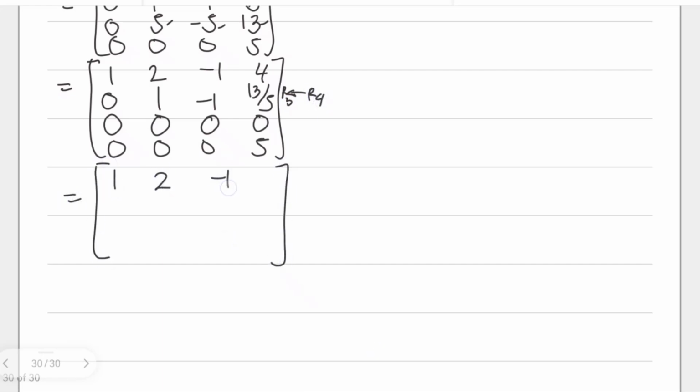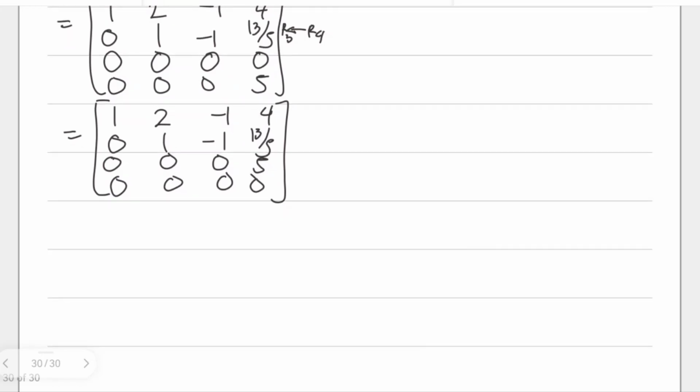1, 2, negative 1, 4. 0, 1, negative 1, 13 fifths. 0, 0, 0, 5. Then 0, 0, 0, and 0. Okay. Last step is to make this here 0, I mean 1, so that it will be leading 1. So we'll have here 1/5 of row 3 for a new row 3.